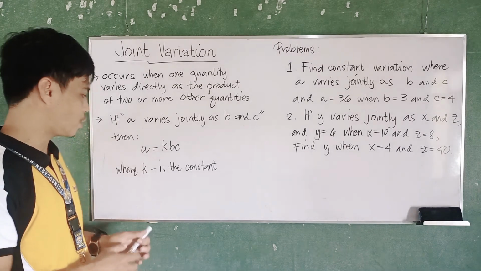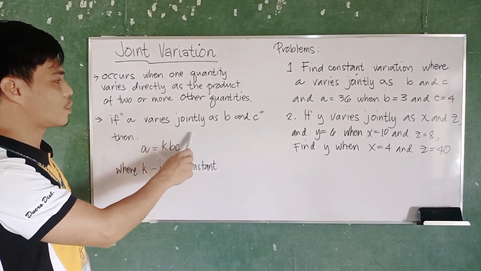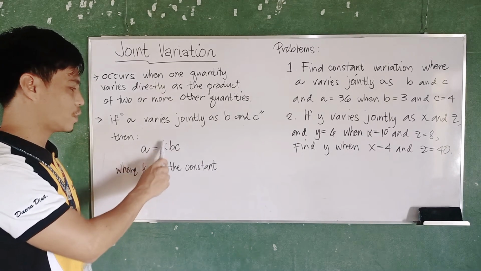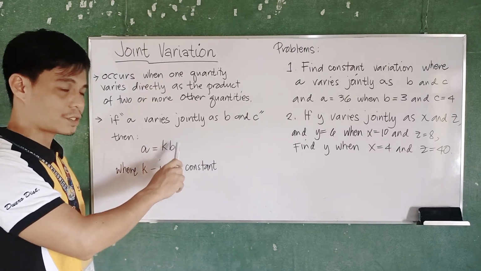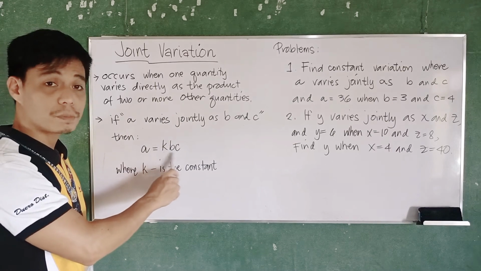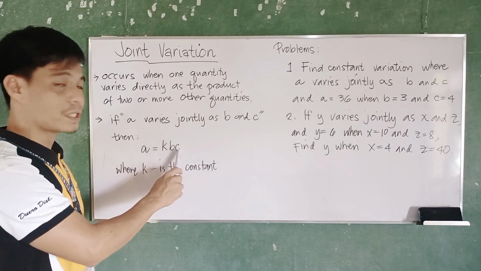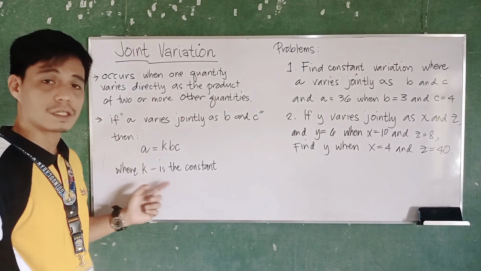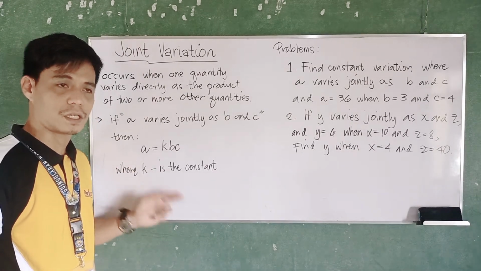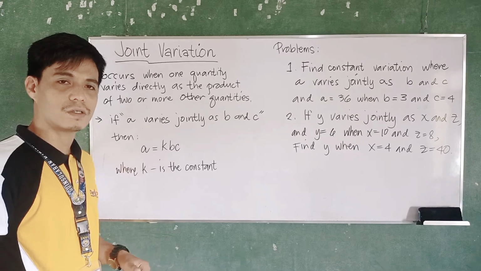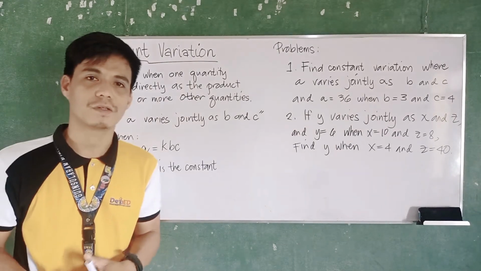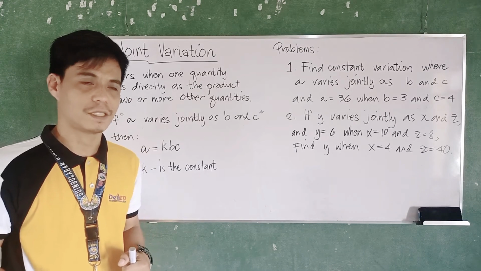Okay? So in symbol, your A varies jointly as B and C. So then, A is equal to your K, B, and C. That would be multiplication of your quantity B and C. Okay? And your K there is the constant. So, laging nandyan na yung K. Okay? So, I hope na nasundan natin yung concept. Okay, so let's go over with the problem solving.